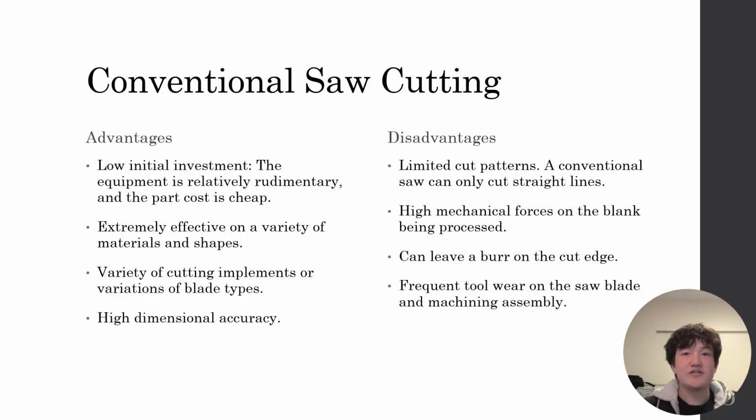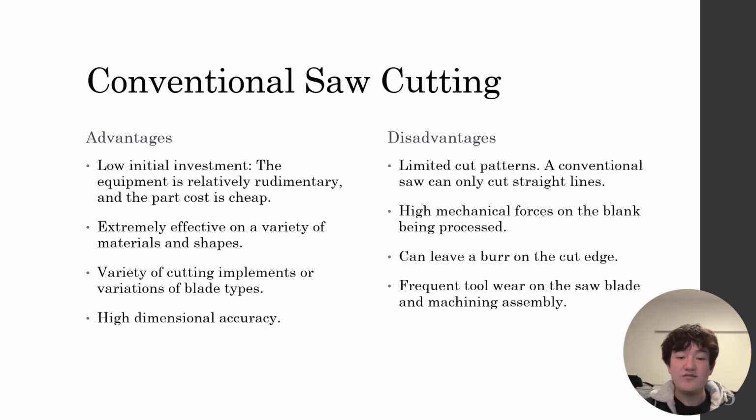Some advantages of conventional saw cutting are its low initial investment. The actual machinery is a lot cheaper than abrasive jet cutting. It's also extremely effective in that it cuts a straight cut very true to the shape it's supposed to be. There is a variety of cutting implements, so it can be applied to multiple applications. And it also has high dimensional accuracy, meaning when you're cutting, it cuts to the exact shape you want to do.